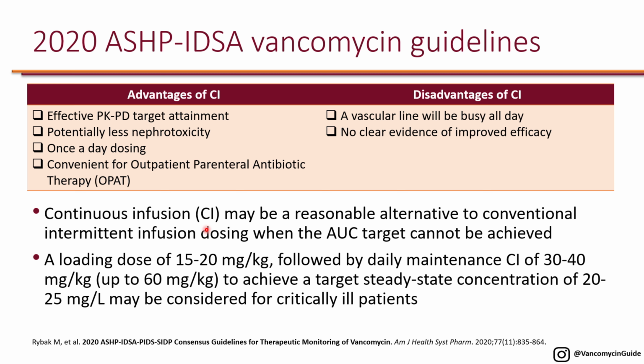If so, especially in critically ill patients, a loading dose of 15 to 20 milligram per kilo is recommended, followed by a daily maintenance continuous infusion of 30 to 40 milligram per kilo. And this is to achieve a steady state level of between 20 to 25 milligram. And this doesn't matter once you're at steady state. It doesn't matter if it's a random level because your peak, trough, and random are the same level.